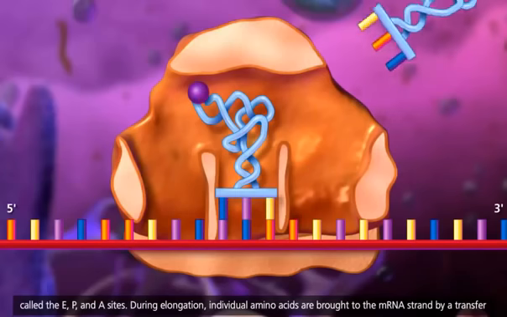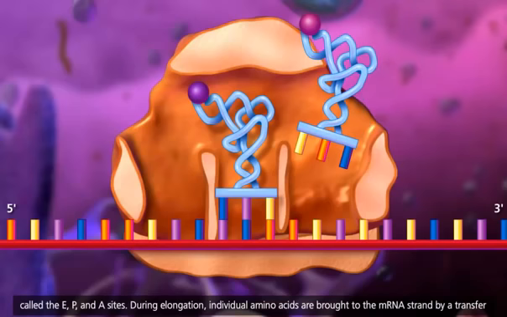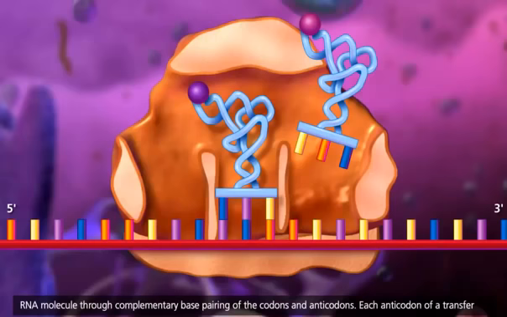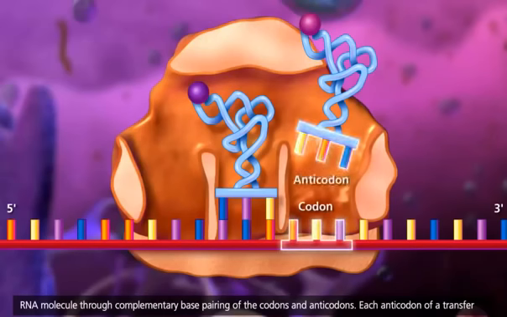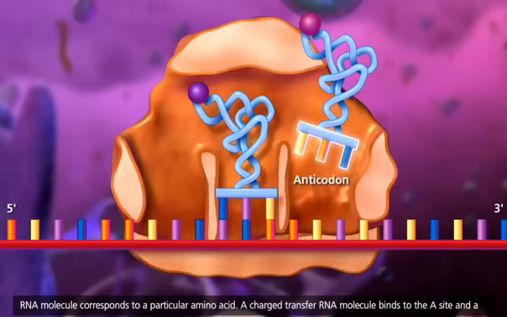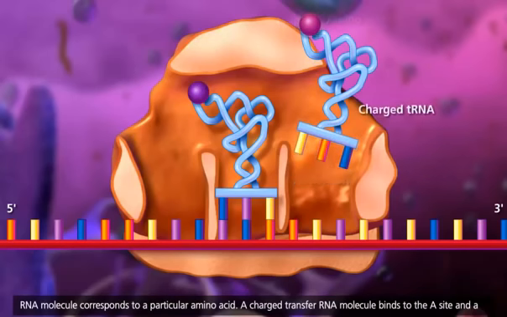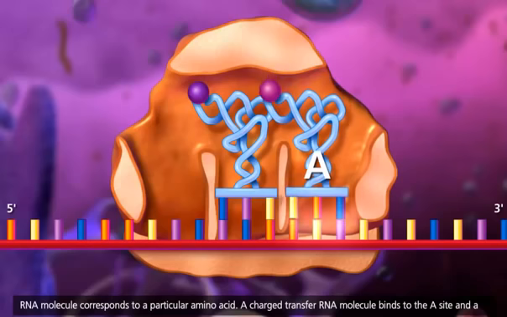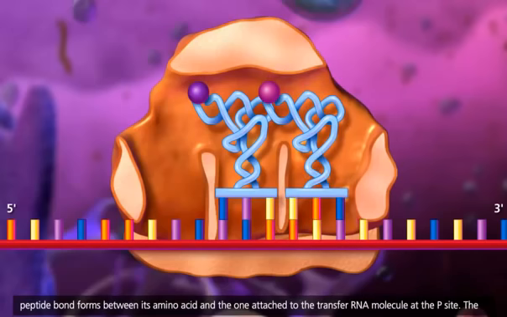During elongation, individual amino acids are brought to the messenger RNA strand by a transfer RNA molecule through complementary base pairing of the codons and anticodons. Each anticodon of a transfer RNA molecule corresponds to a particular amino acid. A charged transfer RNA molecule binds to the A site, and a peptide bond forms between its amino acid and the one attached to the transfer RNA molecule at the P site.